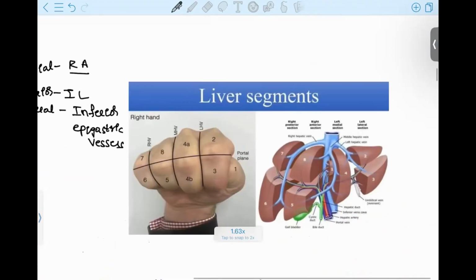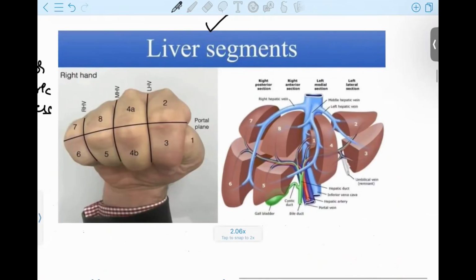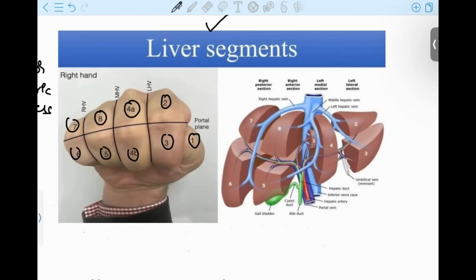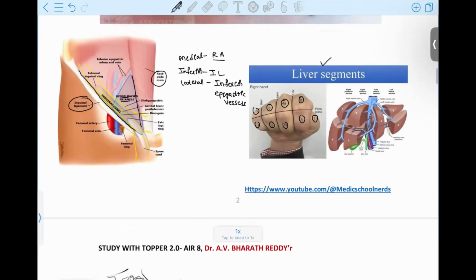Next, coming to the liver segments, this was a June 2024 question. What is the segment that has to be identified? For that, just remember up to 4 only: 1, 2, 3, 4. And remember the 8th one: beside the 4th one is the 8th one only. So 4B, 5, 6, 7. Like that: 1, 2, 3, 4, 5, 8, 5, 6, 7, you can remember. This is how the differentiation of the liver segments has to be remembered and identified. So here completes another topic.